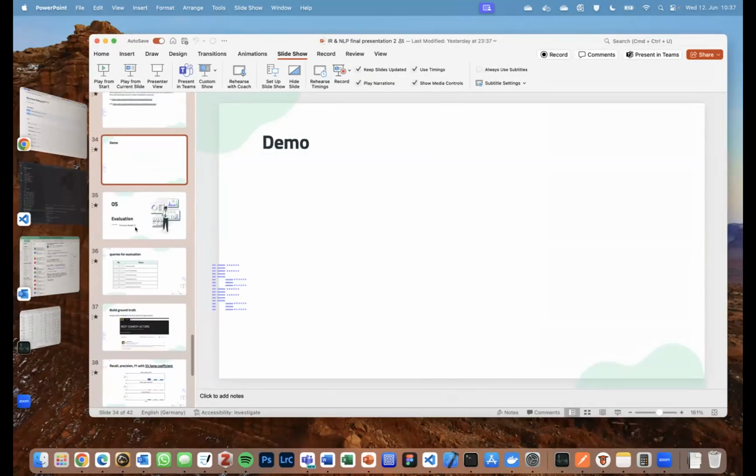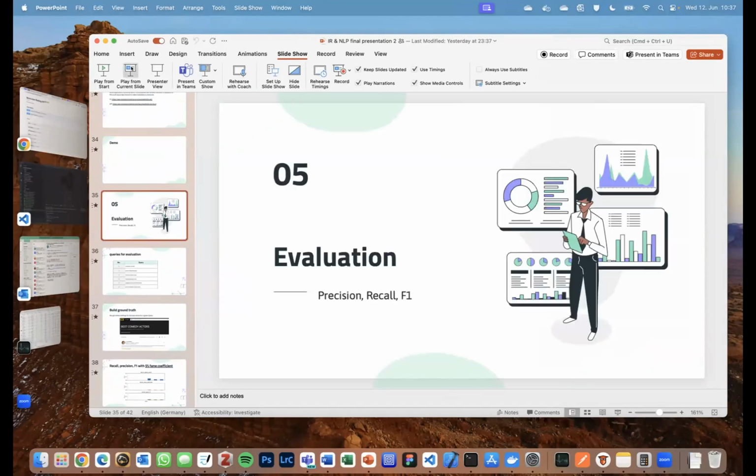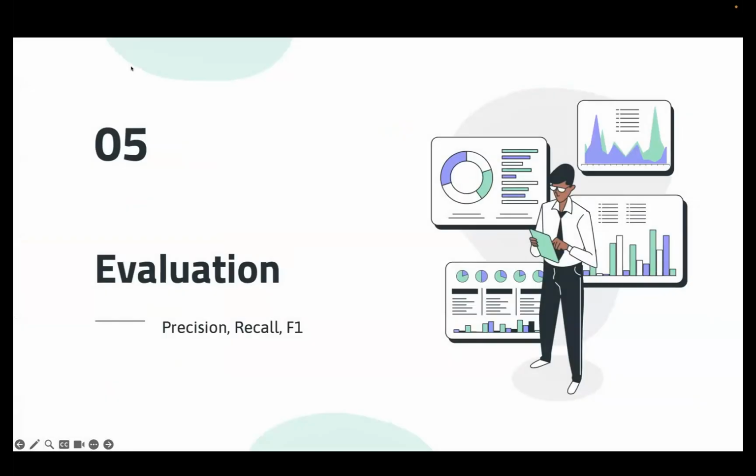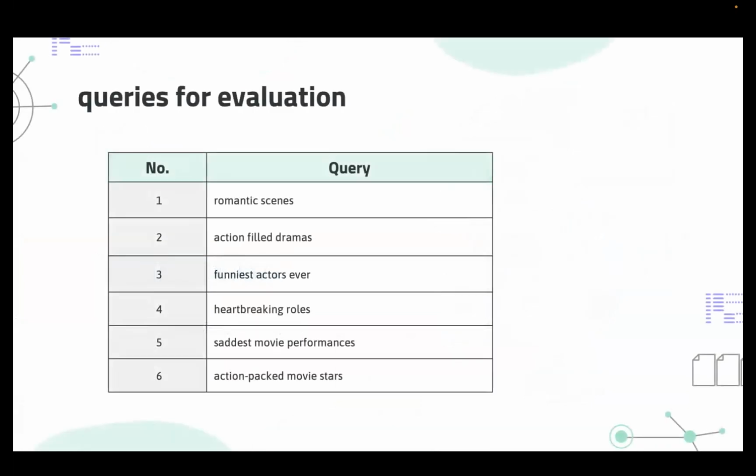Yeah. So now we're coming to our evaluation. For the evaluation, we defined 6 queries we want to evaluate the model with. For example, you can see them there. Query number 1 was romantic scenes, or query number 5 was saddest movie performances.